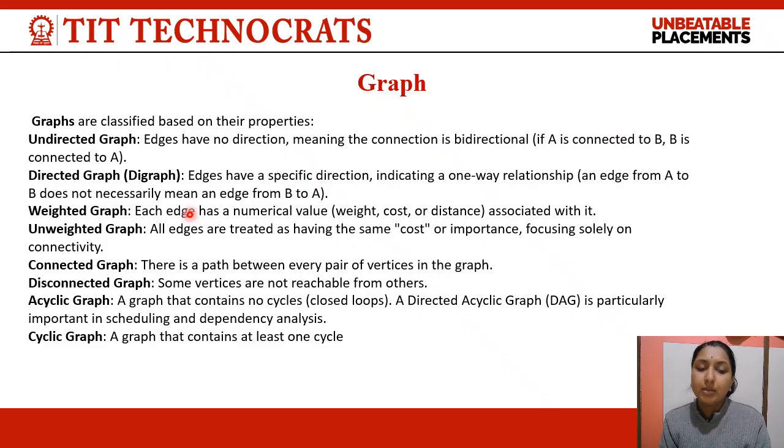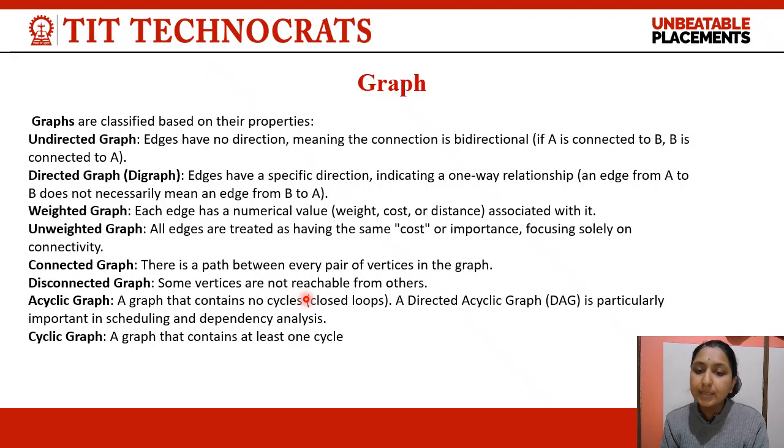If I talk about an unweighted graph, all edges are treated as having the same cost or importance, focusing solely on connectivity, right? Basically, a connected graph is a graph where there is a path between every pair of vertices in the graph. If I talk about a disconnected graph, then in this, some vertices are not reachable from others. Basically, an acyclic graph contains no cycles. Basically, a cyclic graph has closed loops.